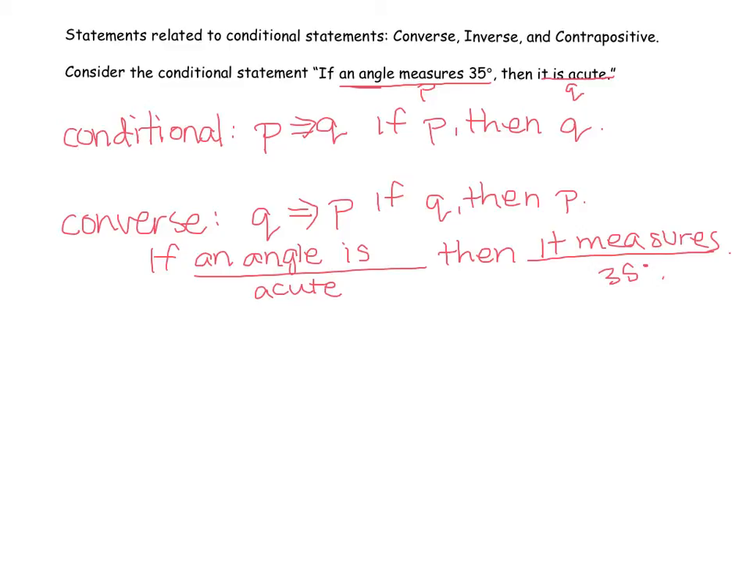And if you're making a questioning face right now, that's totally appropriate, because that should definitely ring some bells for you in the truth value category. We will talk about that on the next page, I promise. But the converse here would just be of this statement, if an angle is acute, then it measures 35 degrees. So converse just flips the P and the Q.